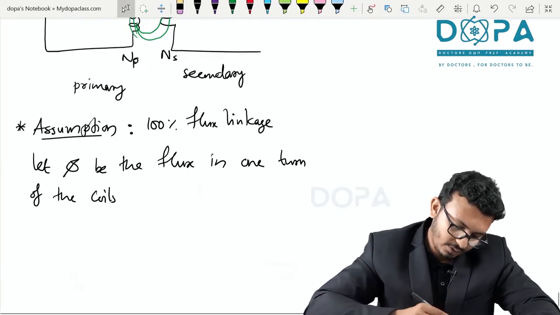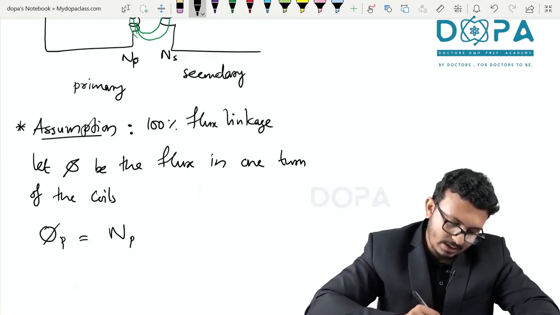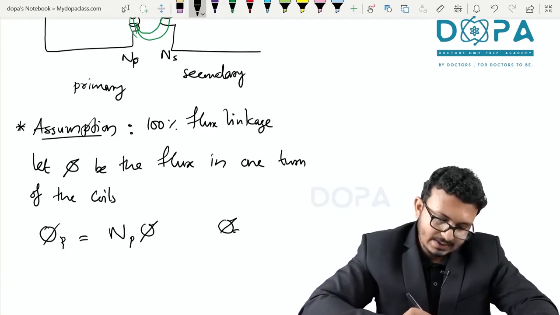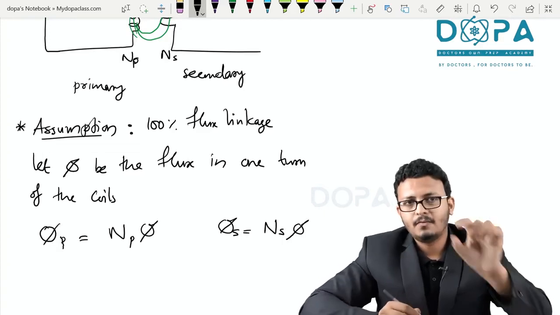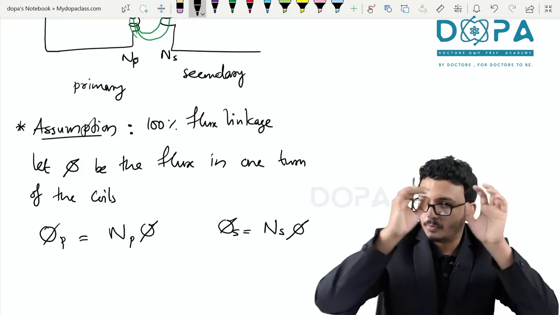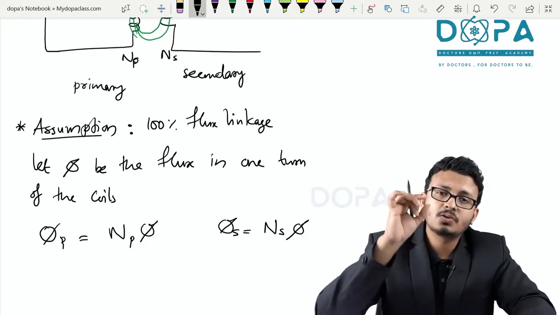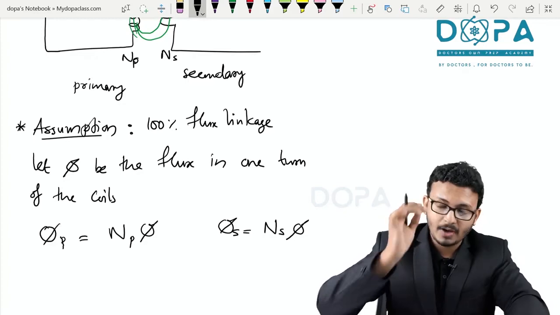So what is the total flux in the primary? Since there are NP turns, the total flux is going to be NP phi, and the flux in the secondary is NS phi. Phi is the flux through one turn, and the field lines passing through one turn in the primary and in the secondary are the same and equal to phi.